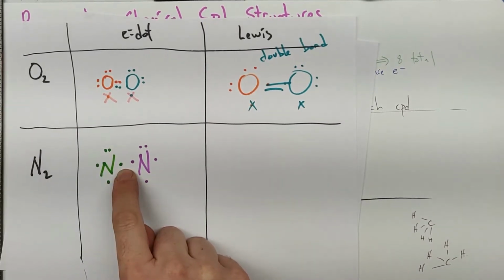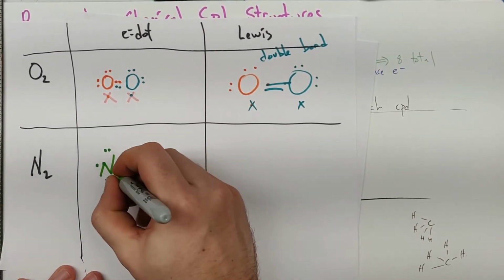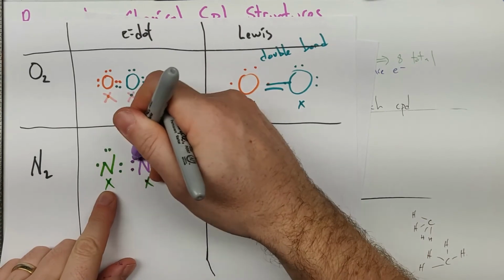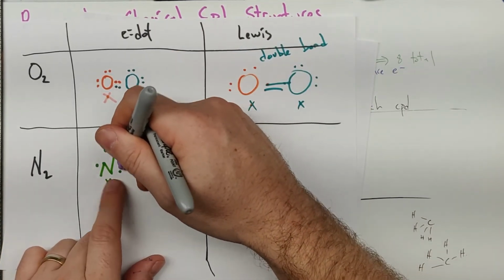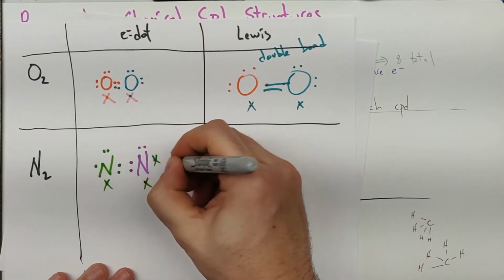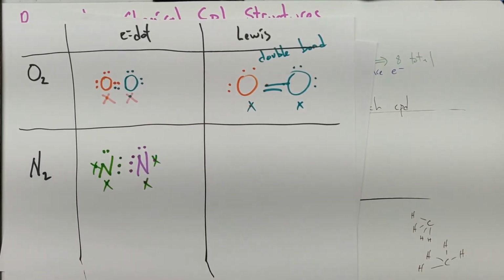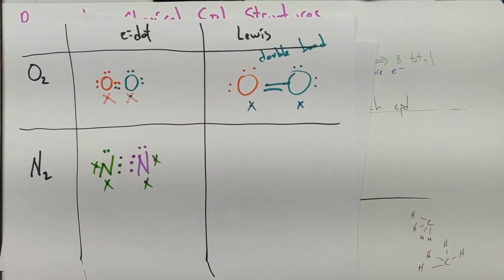And that's not 8. So let's draw this and this and say we've got another bond between those two things. That's 1, 2, 3, 4, 5, 6, 7, not 8, but closer. And so if we take these and put them here, now we have 3 pairs that are shared, and each of them has 1, 2, 3, 4, 5, 6, 7, 8 via a triple bond.